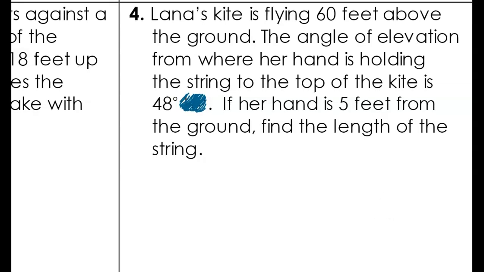So here on this problem, anytime you have any word problem, your first step should always be draw the picture. So I'm going to draw Lana, and I'm going to draw her kite and the string to the kite. And then it says Lana's kite is flying 60 feet above the ground. That's the height of the kite, which is always perpendicular. Height is always perpendicular with the ground. So that's a right angle there.